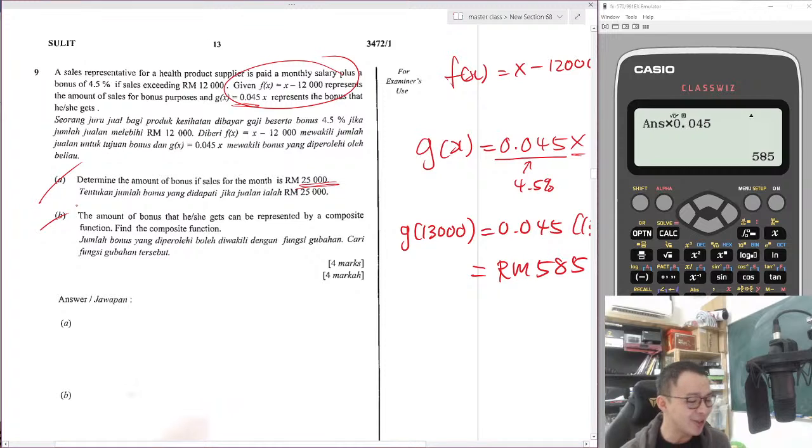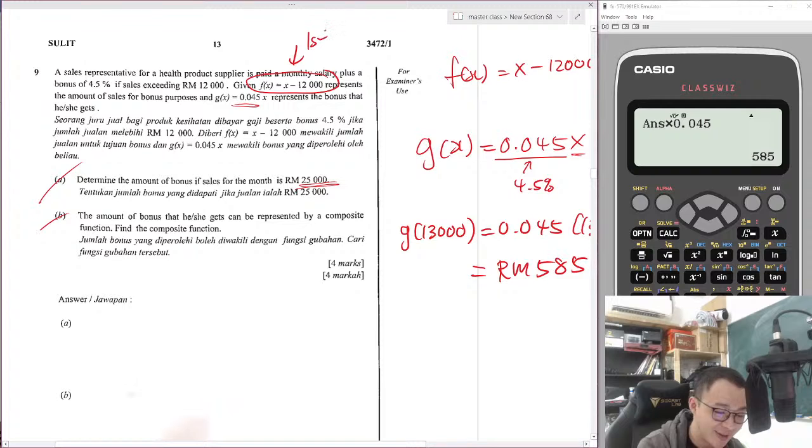Okay, for B, they ask you to show that the amount of bonus he or she can get can be represented by a composite function. So basically you want to calculate the amount he can get, right? Like what I said, the sales you get here, you need to minus 12,000 first, then only you multiply the 4.5%. Therefore, you want to do the fx first, then only you do the gx.